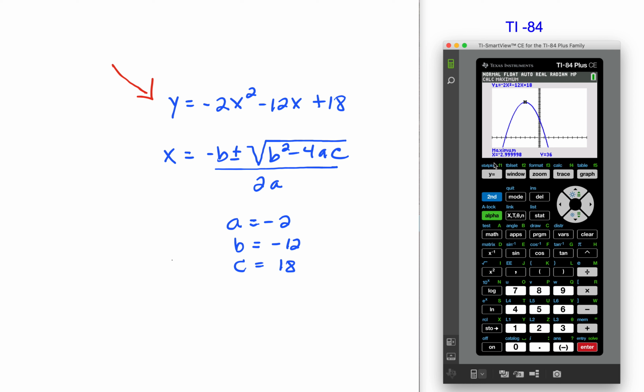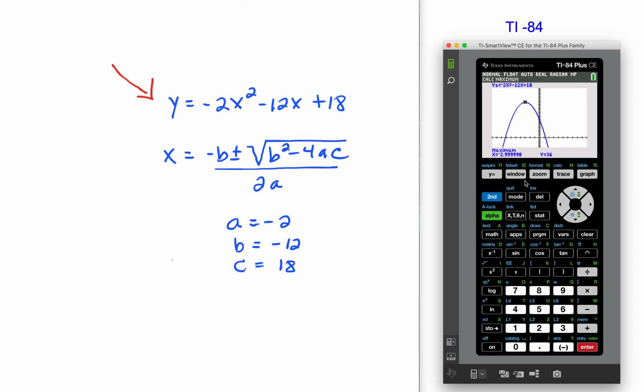And we got it. The maximum value is 36. That's the y value, and it occurs at negative 2.99, basically negative 3. So at negative 3 on the x-axis, 1, 2, 3, negative 3, y is 36.